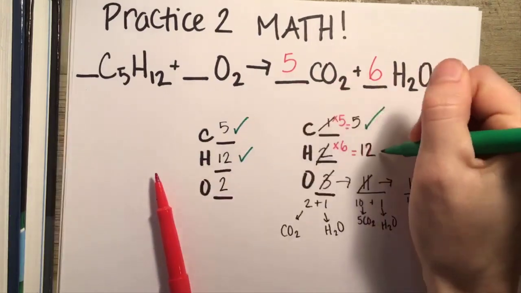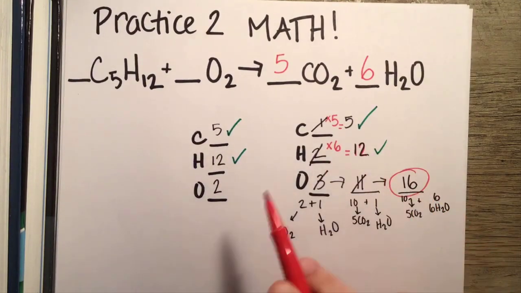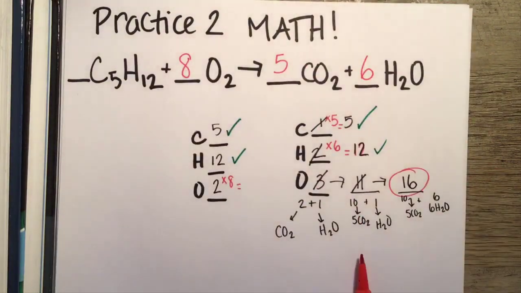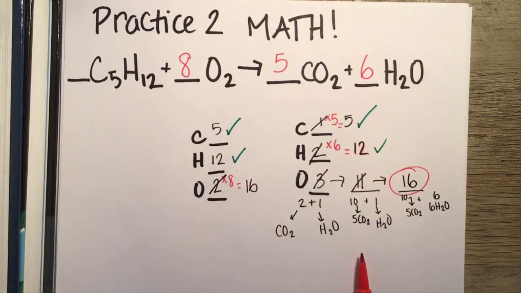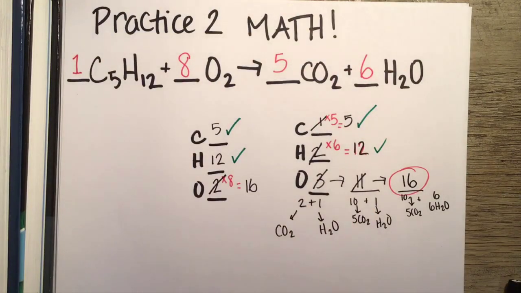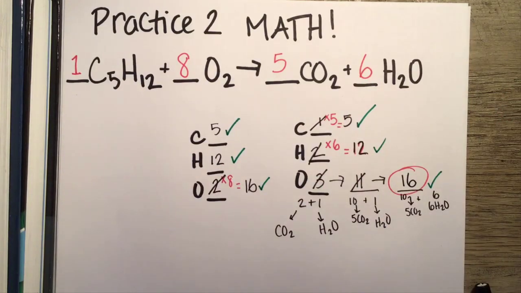Again, I have to make sure that I'm being careful with oxygens in these problems. So now I've got 16 oxygens on my product side and only 2 on the reactant side. So 2 times 8 gives me 16. And now I'm done. That's all I had to do. So 1 C5H12 plus 8 O2 reacts to form 5 CO2 plus 6 H2O is my balanced equation for this reaction.